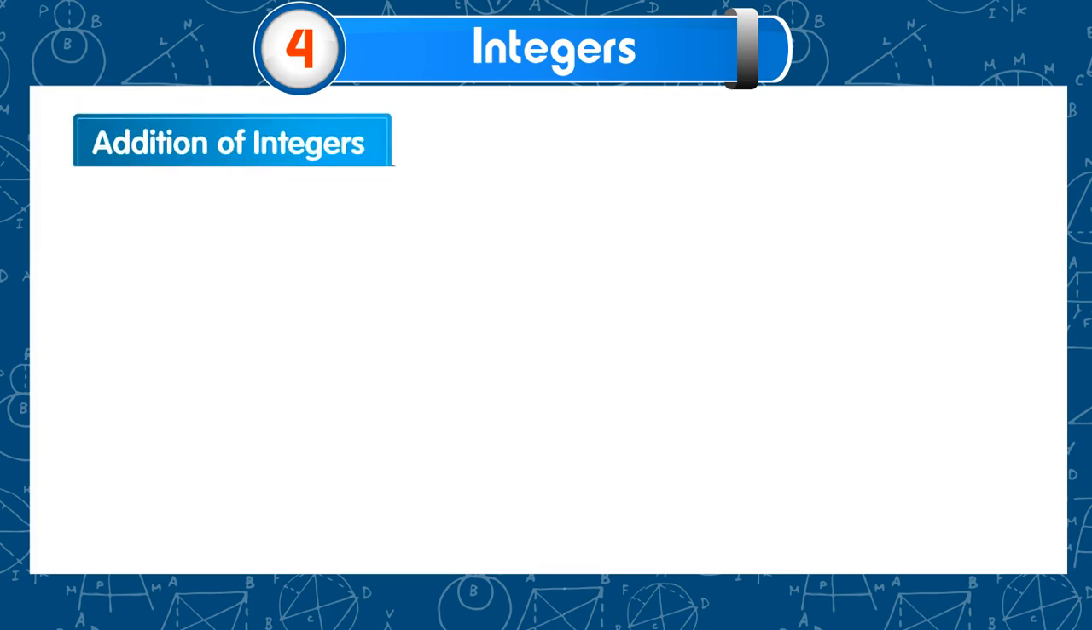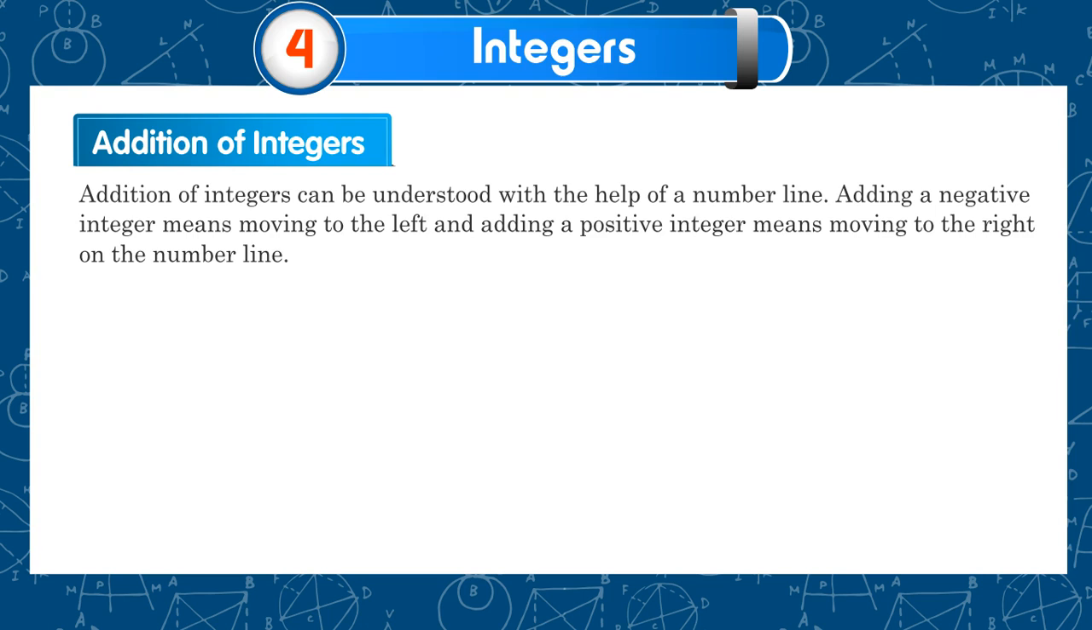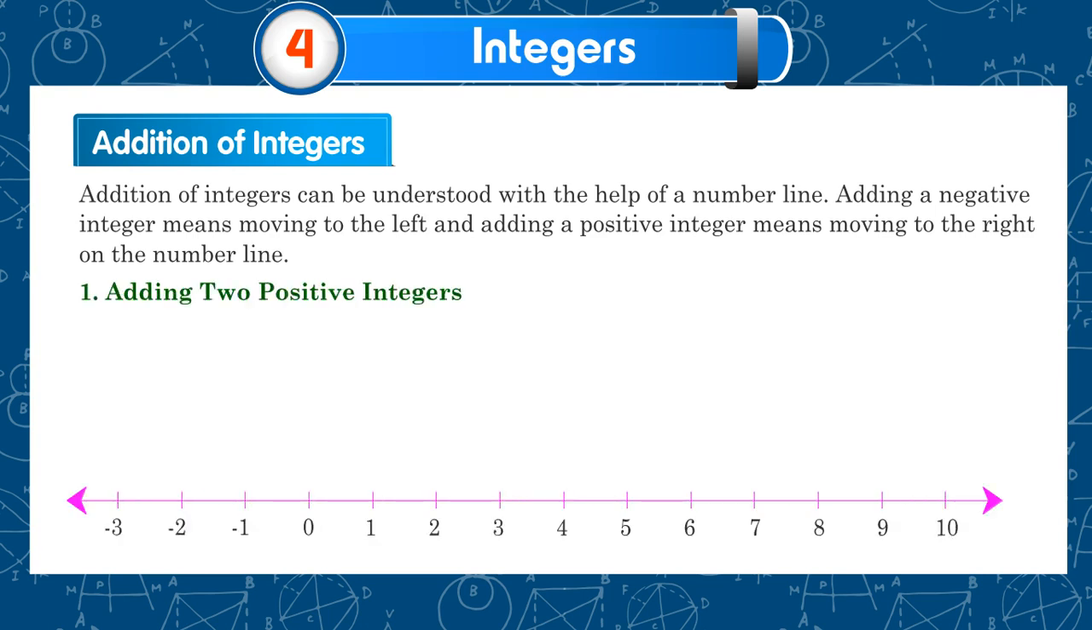Addition of integers. Addition of integers can be understood with the help of a number line. Adding a negative integer means moving to the left and adding a positive integer means moving to the right on the number line.